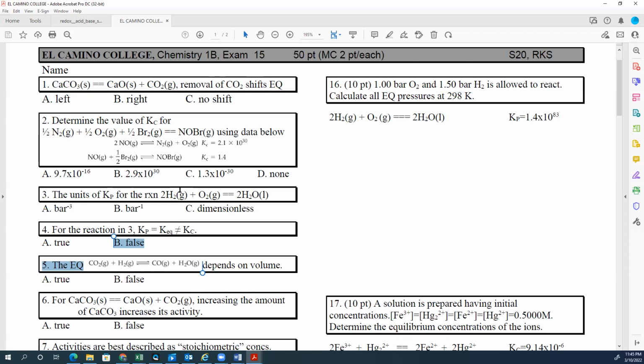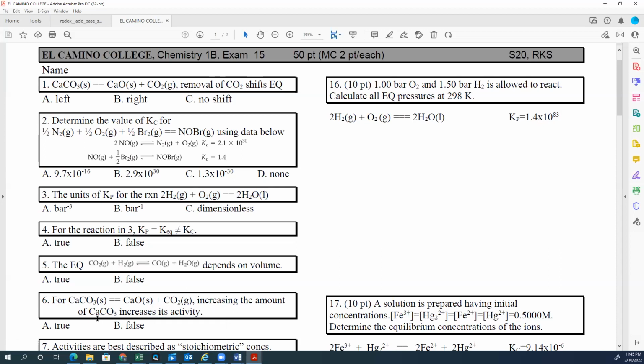How about number 3? Which side would be favored if I increase the volume? For number 3 here, the left side or the right side? Yeah, the left side would be favored, increasing moles of gas. For this reaction here, number 6, which side would be favored if I increase the volume? It would be the right, yeah, because on the left side we don't have any gas. We only have 1 mole of gas on the right side. So increasing the volume will favor the right side.